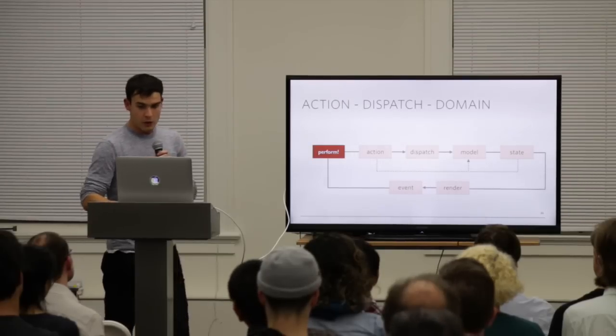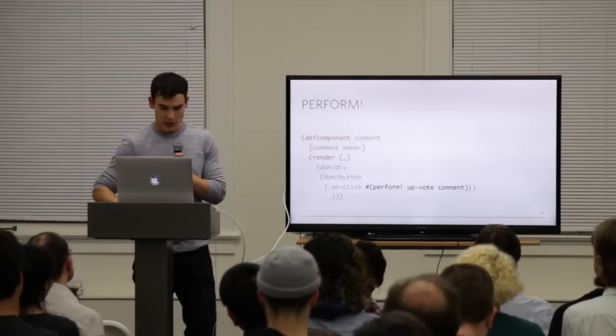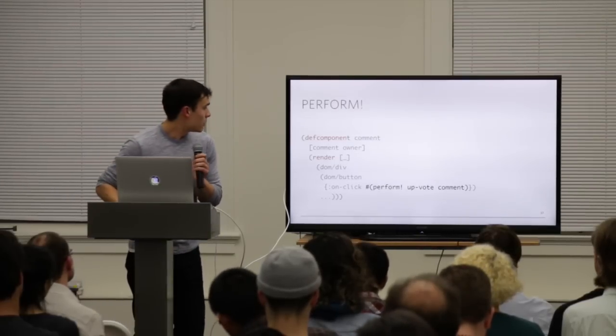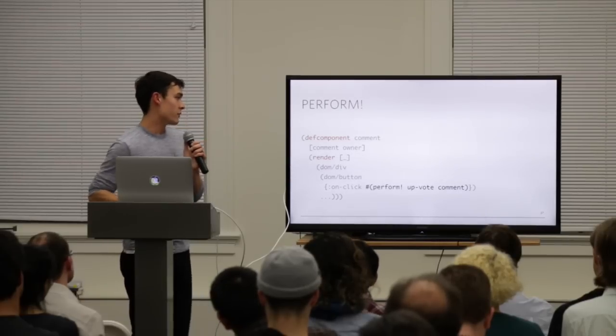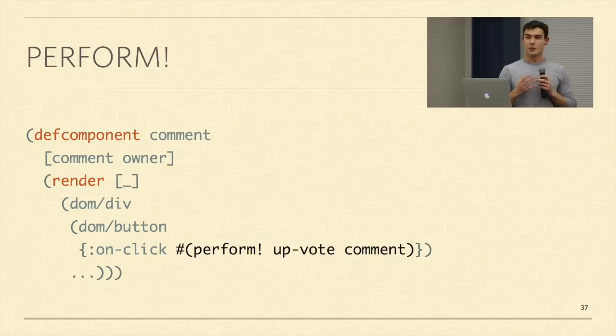So the first step is perform. What would this actually look like from the component's point of view in a system like this? We have now come back to our very first component example, where we just take the component, the thing that we want to render. And then when you click the upvote button, you're just performing an action. This action is called upvote, and we give it some parameters called comment.